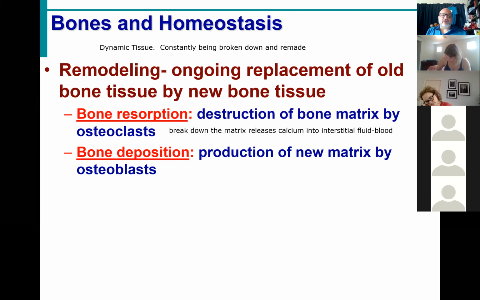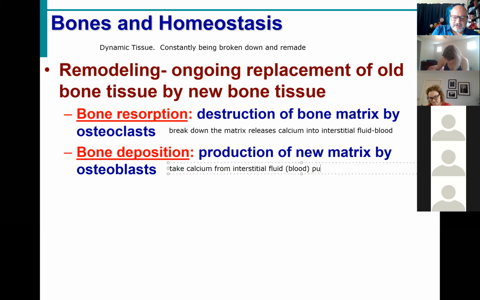And of course, what cells are responsible for bone deposition? Osteoblasts. Excellent. We take calcium from the interstitial fluid. But again, if it's from the interstitial fluid, we're really taking it from the blood, because those two are pretty much interchangeable. All right, and we put it in the bone, or into the matrix. Let's be consistent with our terms.